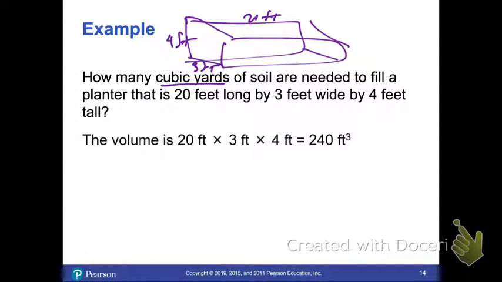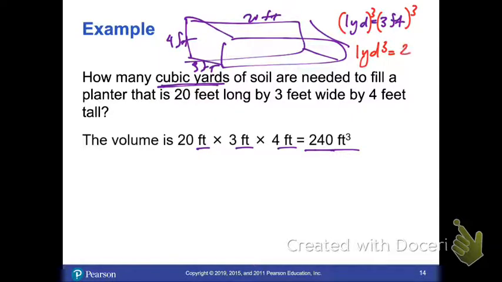20 times 3 times 4 is 240. And then I have to also do feet times feet times feet, which gives me my cubic feet. Okay. So once I have that, I want to know cubic feet, and my answer I want to get is yards. So now I have to think about my conversion factor, that we have 1 yard is equal to 3 feet, but we need to cube this. Okay. And in cubing this, I get a new conversion factor of 1 yard cubed, and 3 cubed is 27 feet cubed.